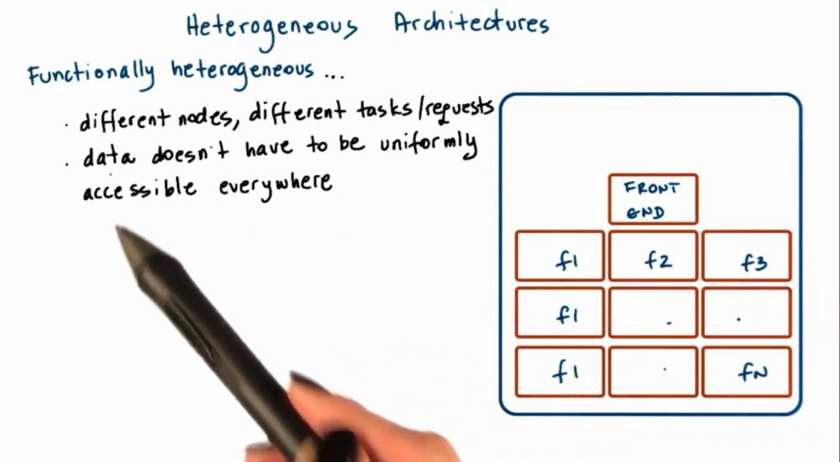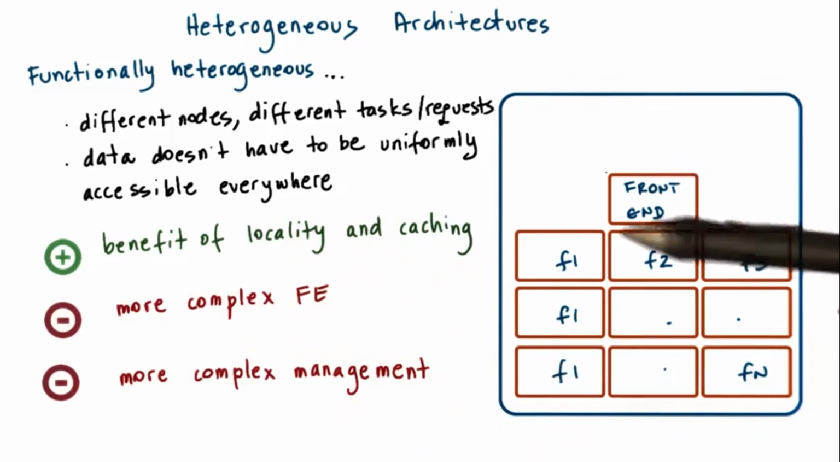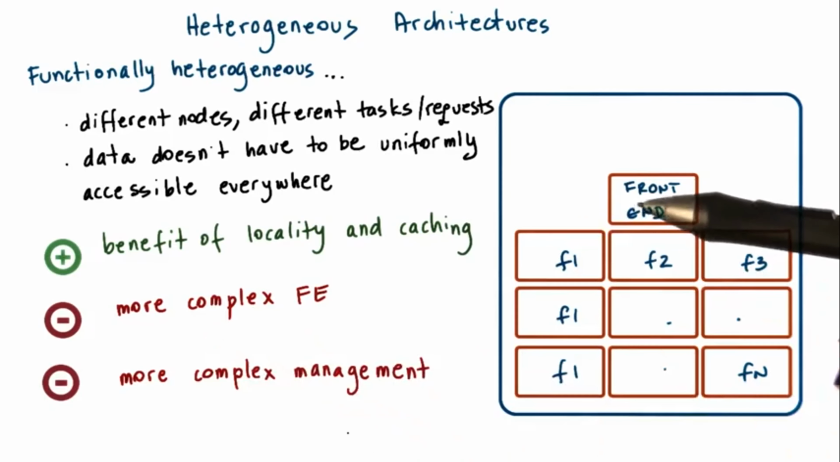There are also some obvious trade-offs. The first one is that the front end will now need to be more complex because it will need to parse a sufficient portion of the incoming request so as to be able to figure out which one of the underlying nodes this particular request should be passed to.